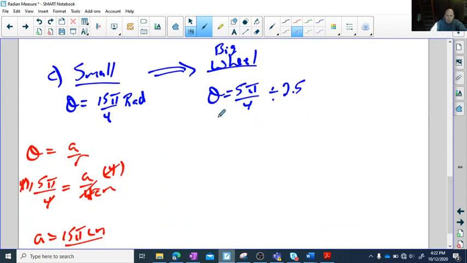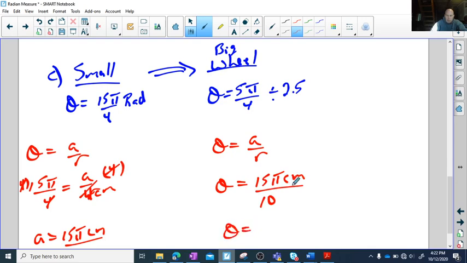So now on the big wheel over here, theta is arc over radius. This is the arc, 15 pi centimeters. The radius on that one is 10, and that's in centimeters. So when I divide these both by 5, I get 3 pi over 2 radians. That would be the angle of rotation of the larger wheel, which is smaller than 15 pi.